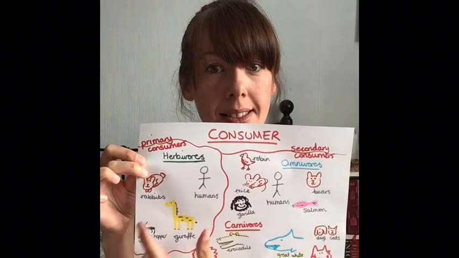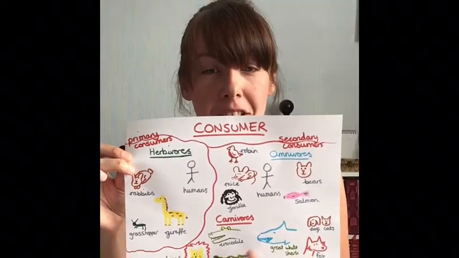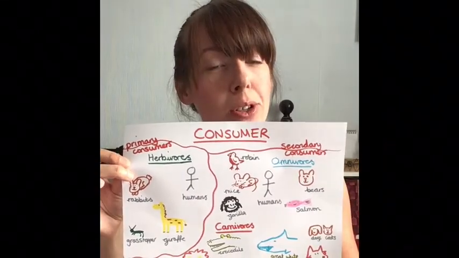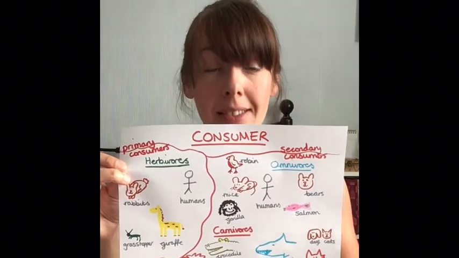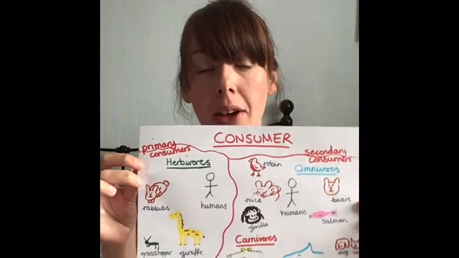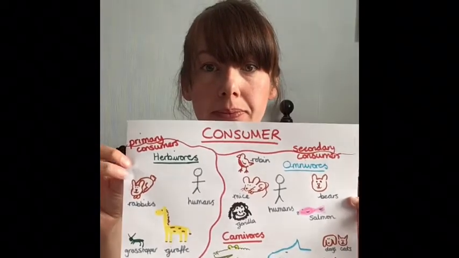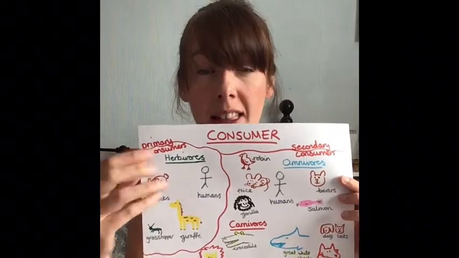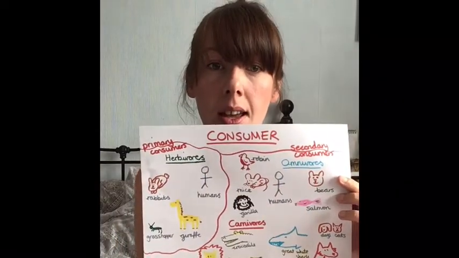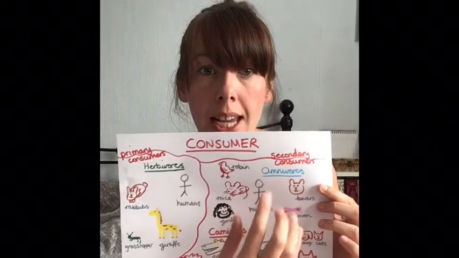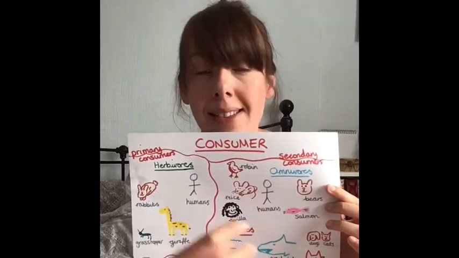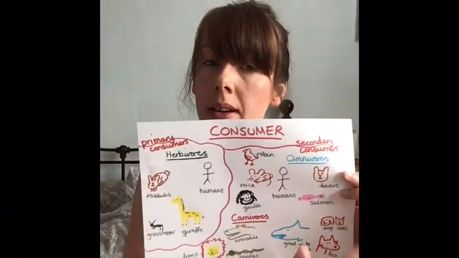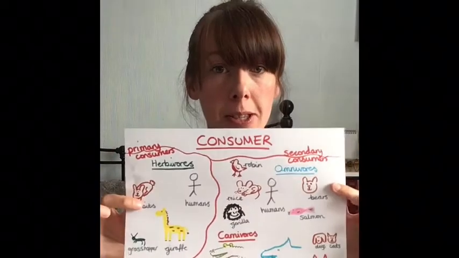Herbivores only eat plants. Carnivores only eat meat. And omnivores eat plants and meat. So there's some examples there of different types. Now we call our herbivores primary consumers because they're the first in the line normally because they eat the plants. And we call our carnivores and our omnivores secondary consumers because they come next in the food chain. Some omnivores can come into primary sometimes. But for now, in year 2, we're going to call them all consumers.